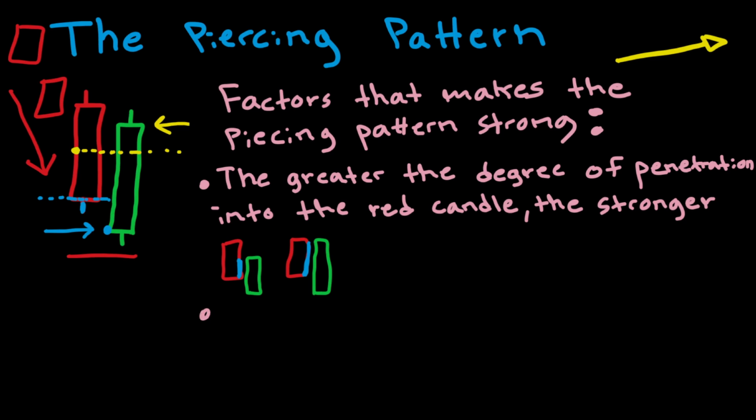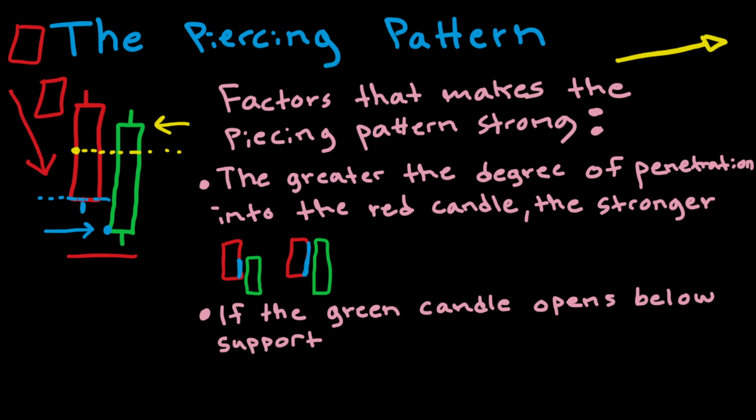Another factor is if the green candle opens below support. So let's say that we have a support line right here, a dotted line, and we have a red candle right here. If the green candle opens below the support line, and then during the day the bulls take control again and close the day above the support line, then this reinforces the support line and makes the pattern stronger.